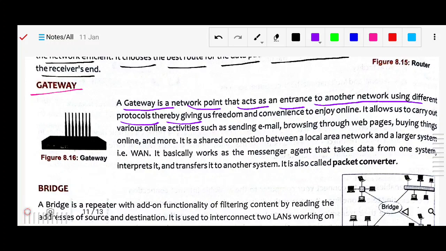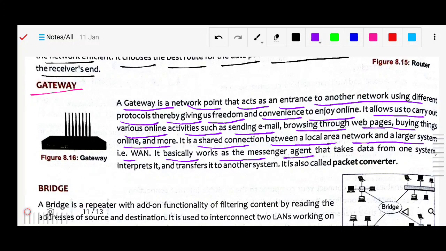They thereby give freedom and convenience to enjoy online. It allows us to carry out various online activities such as sending emails, browsing web pages, buying things online, and more. It's a connection between a local area network and a large system. It works as a messenger agent that takes the data from one system, interprets it, and transfers it to another system. It is also called a packet converter.